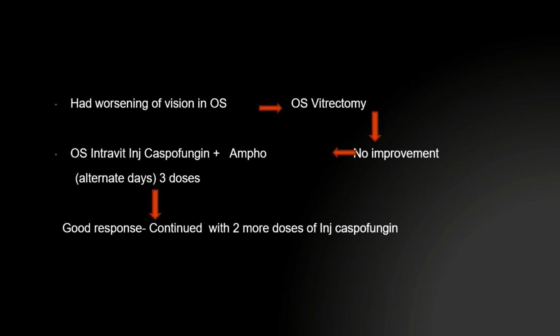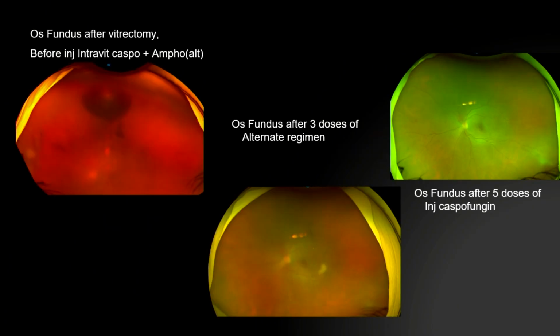So intravitreal caspofungin with amphotericin was given as an alternate day regimen for 3 doses, meaning 3 doses alternately over 6 days. Injection caspofungin and amphotericin were given, and the response was good. It was continued for 2 more injections of caspofungin.